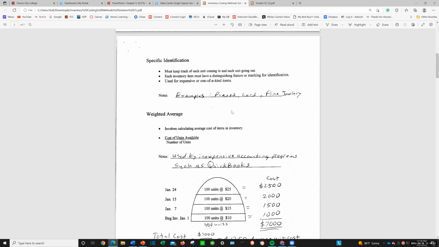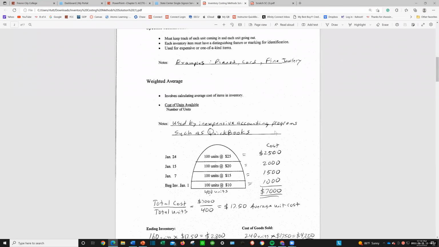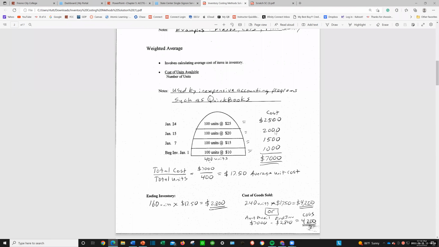So we'll leave that there, write that in. Now, the first method, which is a cost flow assumption, is this. Sometimes we can't keep track of each item, right? Like in a grocery store, you can't keep track of every can of green beans going out. There's not a specific identification for a can of S&W green beans. So you'd have to use one of these cost flow assumptions.